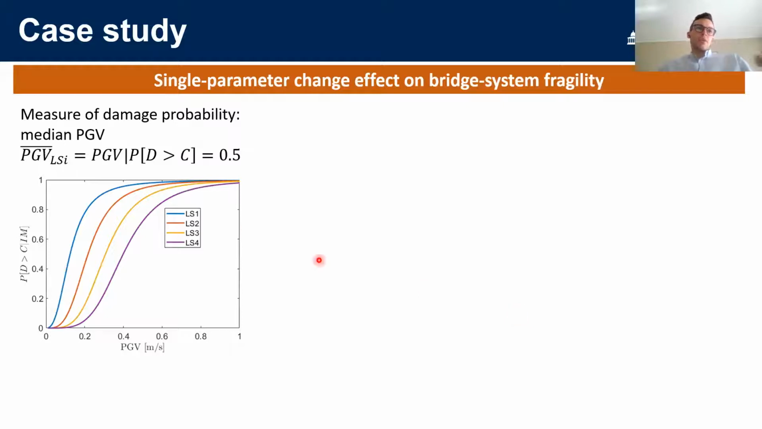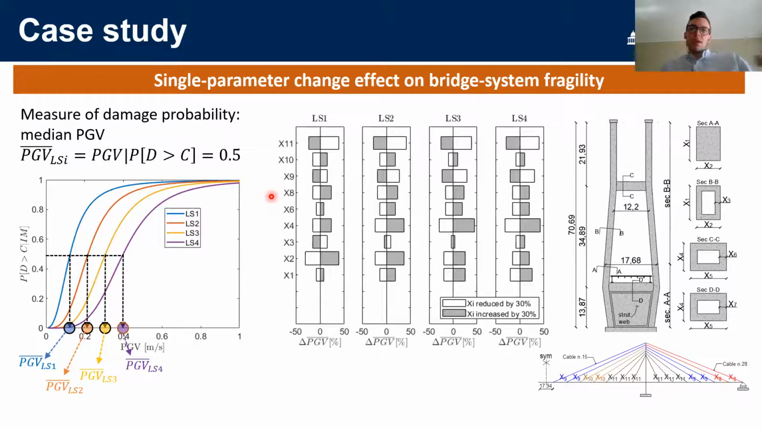And to do that, I considered as a measure of damage probability in the structure the median peak ground velocity, which is the peak ground velocity corresponding to a 50% probability of exceeding the considered damage state, which means that we will have 4 different peak ground velocities, one corresponding to each of the limit states. And then I ran the analysis to obtain this graph here that I will explain now.